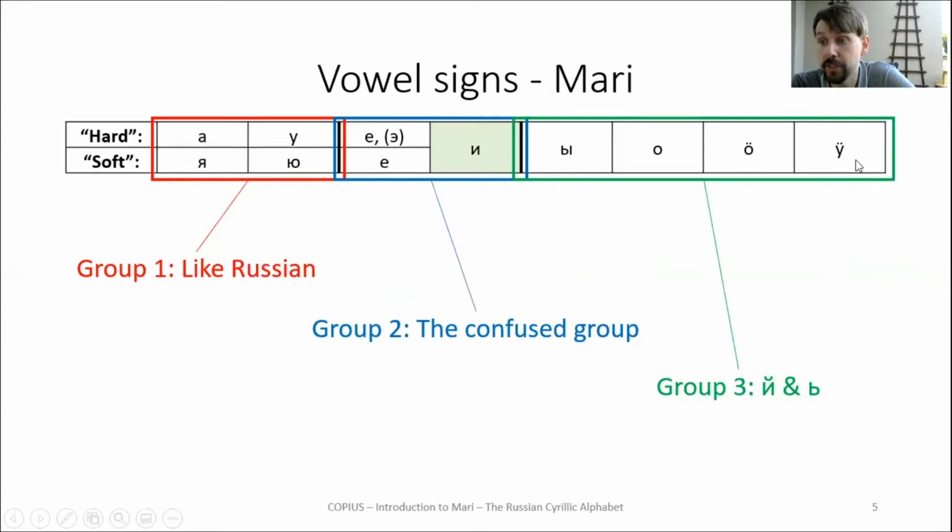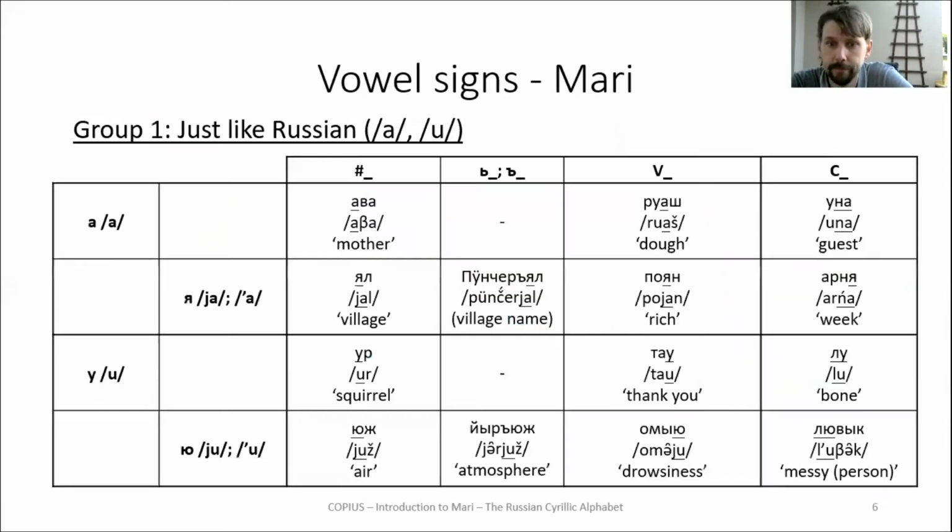This is a group where the Russian system is not used at all, and we indicate the palatalness of a preceding consonant with a soft sign and the sound y with the grapheme for y preceding it. This sometimes happens in Russian, but just sporadically. Well, we'll have a look at it in a moment. Okay, let's look at these groups one by one.